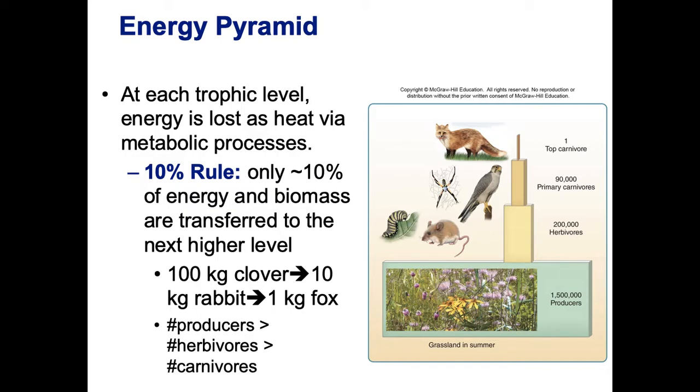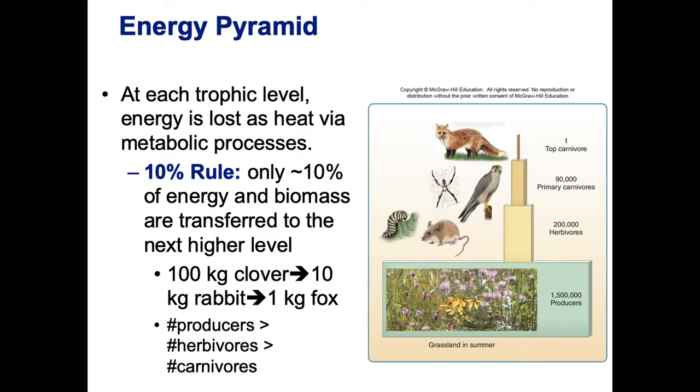And so that energy is lost and isn't available to an organism that's going to eat you. And we have this thing called the 10% rule. And it's that about 10% of the energy and biomass are transferred from one trophic level to the next. So if we have 100 kilograms of clover, only 10 kilograms of that will be turned into rabbit, because the rabbit, even if it eats 100 kilograms of clover, is blowing some of that energy on running around and looking for food and mating and all kinds of different activities. And then the predators have even less energy available to them.